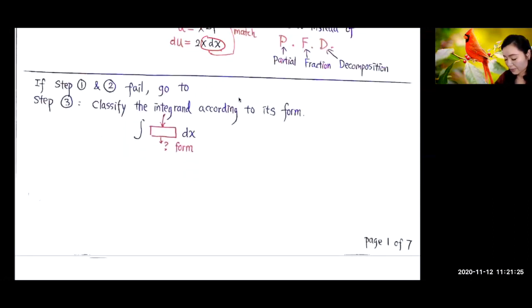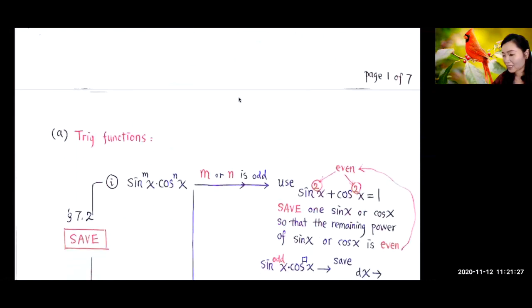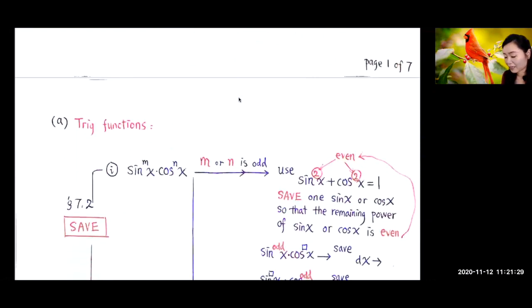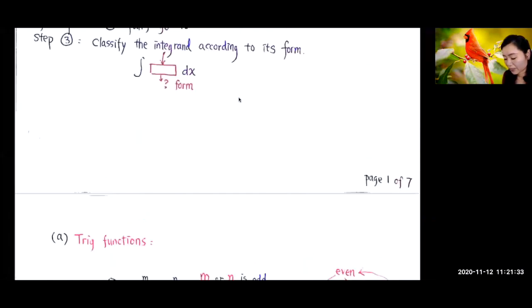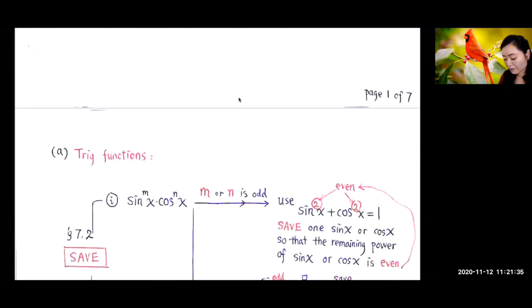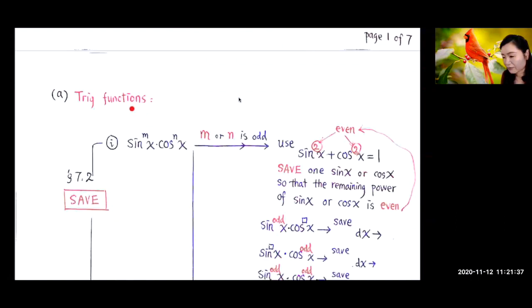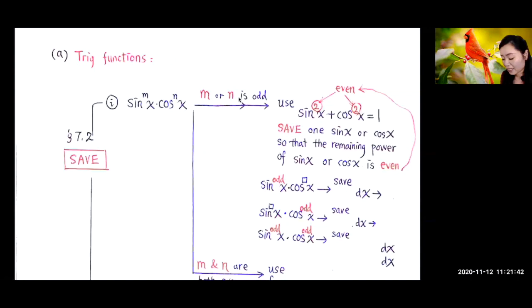So let me give you some examples. We're going to put them in different categories according to the form here. For example, the first: if that is a trig function. What do I mean by a trig function? A trig function of this form, like sine to some power times cosine to some power of x, where m or n here is odd.